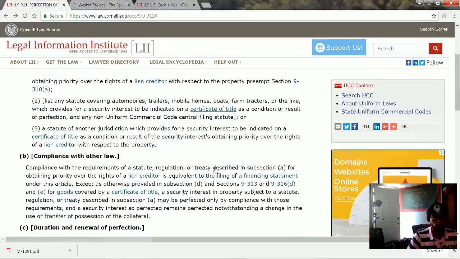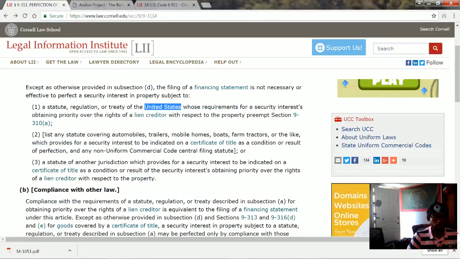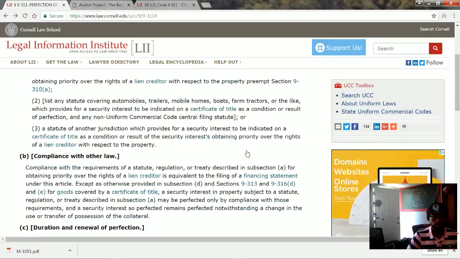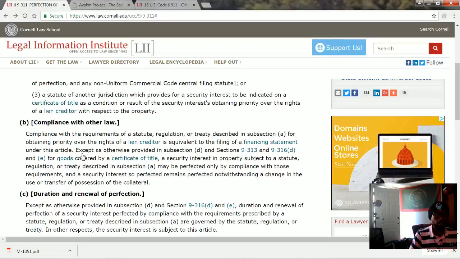All right. Let's go down. Compliance with other law. How does that work, right? How do you make it work with the treaty? Check it out. Compliance with the requirements of a statute, regulation, or treaty described in subsection A for obtaining priority over the rights of a lien creditor is equivalent to the filing of a financing statement under this article, except as otherwise provided in subsection D and sections 913 and 9316D. That's dealing with statutes, right?